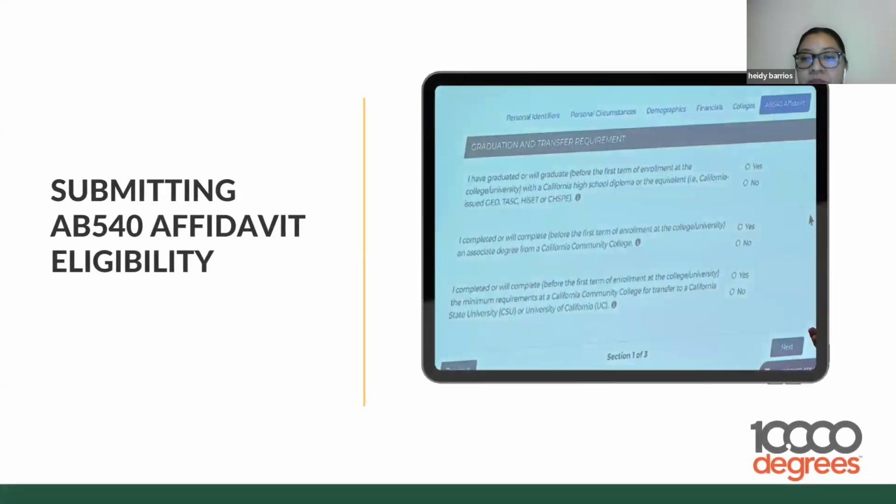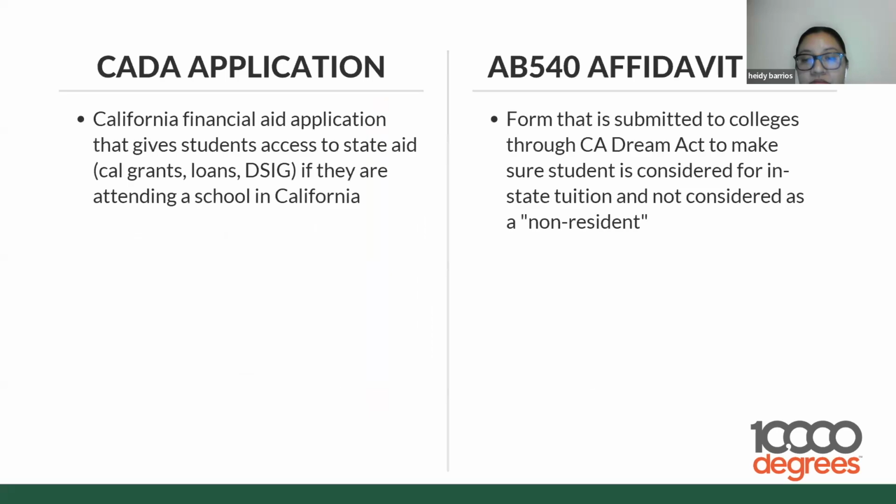And then we're going to discuss submitting an AB 540 affidavit for eligibility. So in the California Dream Act application, that gives the student access to state aid like Cal Grant and the DSIG if they are attending a school in California. And the AB 540 affidavit form will be submitted to colleges through the California Dream Act to make sure students are considered for in-state tuition and not considered a non-resident.